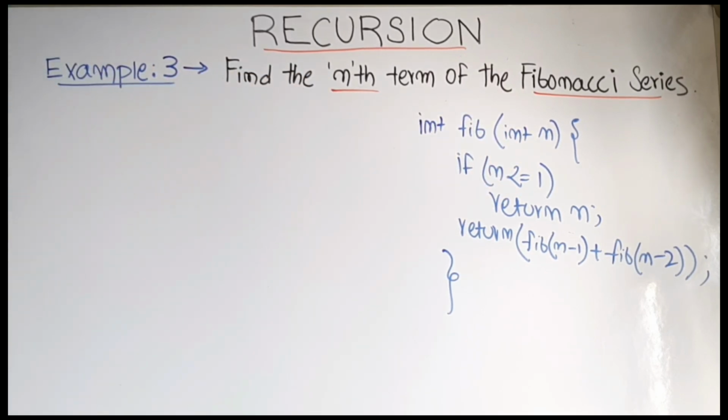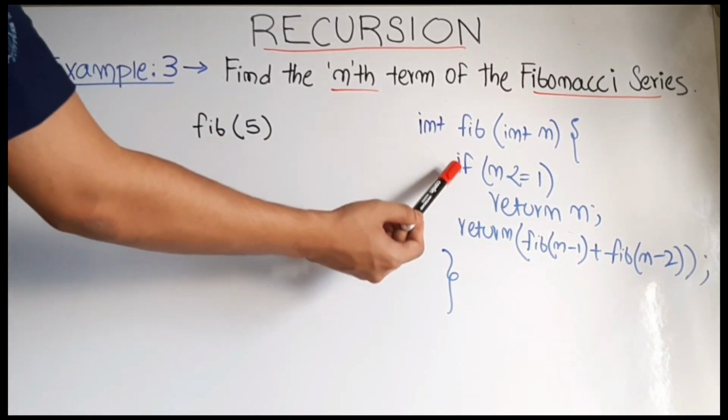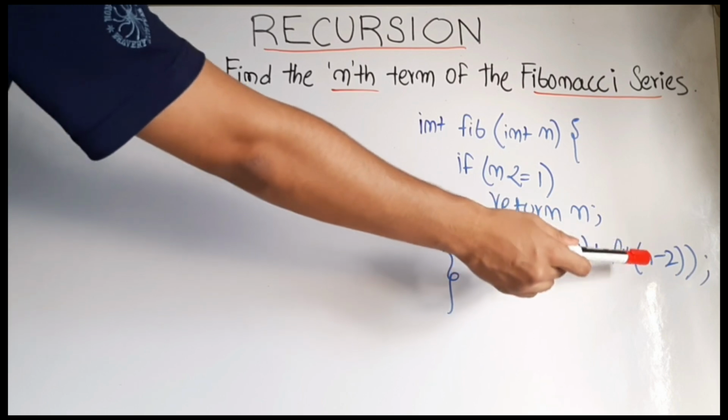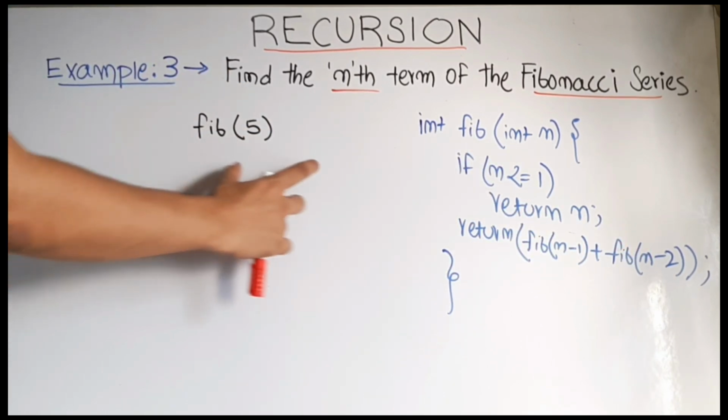As we enter the function, we check the value of n, whether it is less than or equal to 1. It is not, and therefore we move into the next line. What do we return here? Fib of n minus 1 plus fib of n minus 2. So according to 5, we should return fib of 4 plus fib of 3.